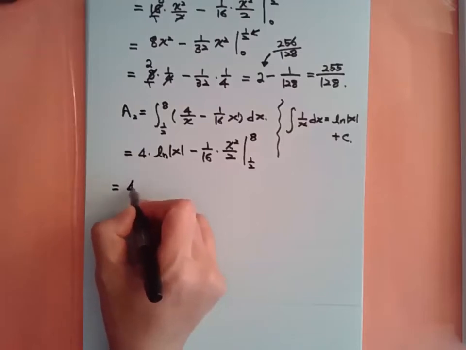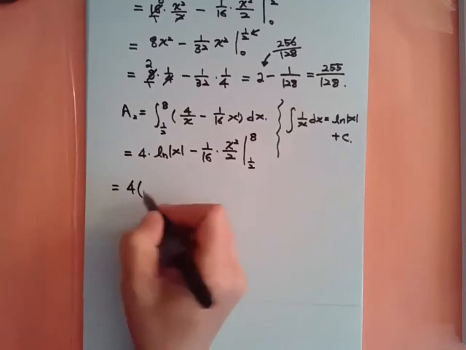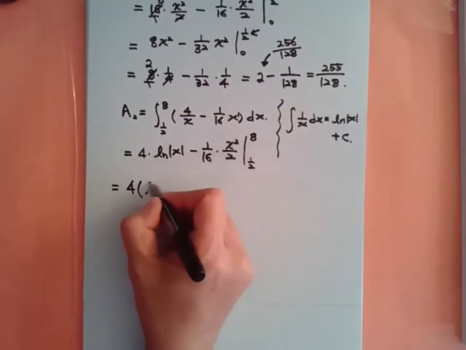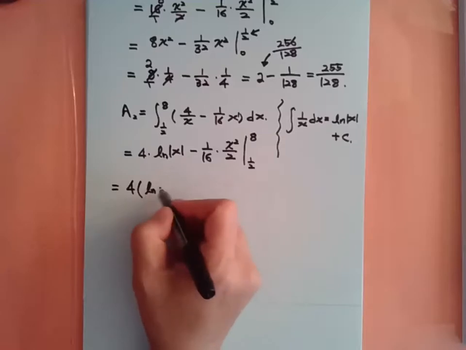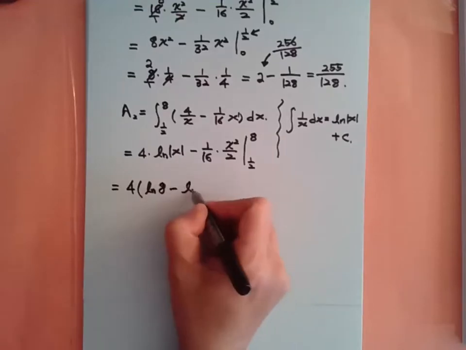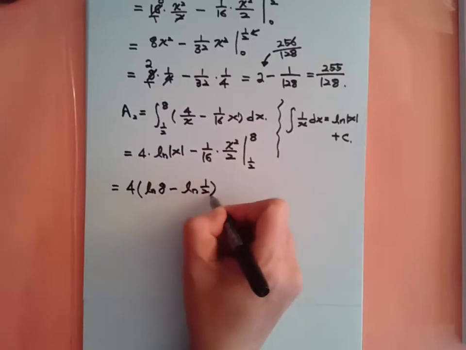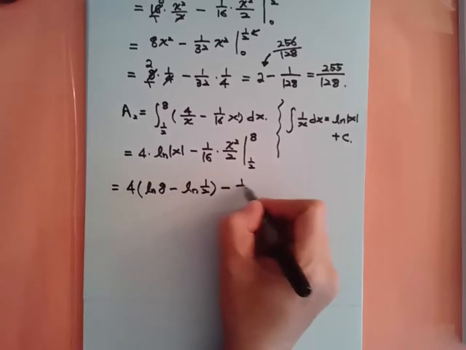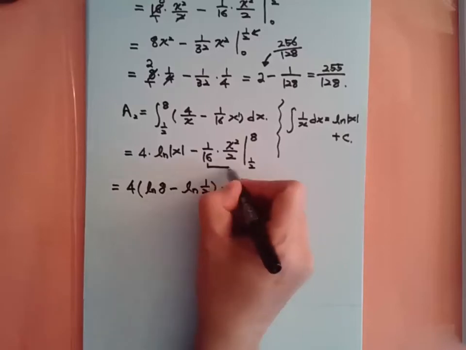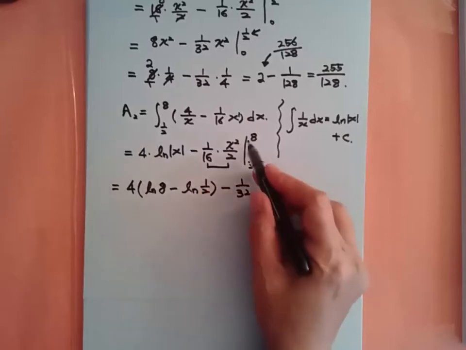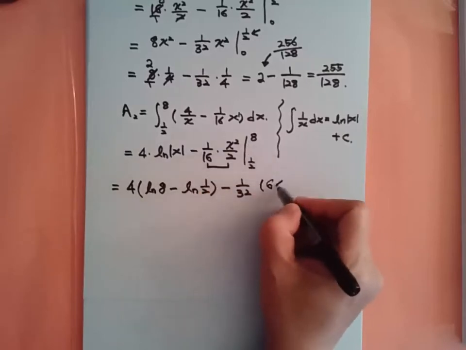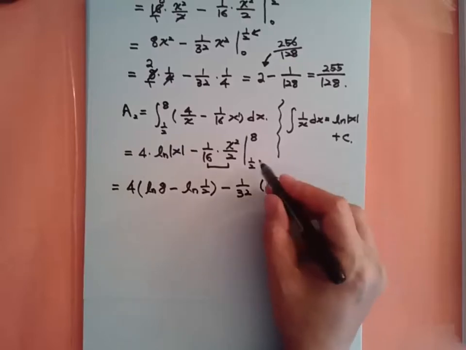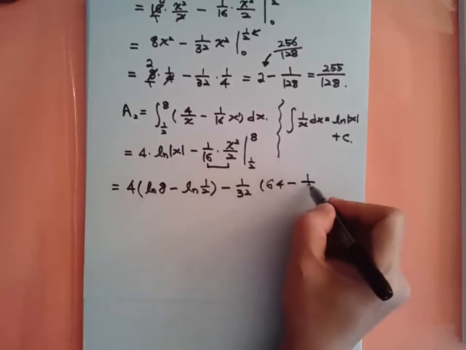Now we will put the numbers. So 4 times natural log of 8 minus natural log of 1/2, minus 1/32 times, for digit 2, 8 times 8 will make 64 minus 1/2 times 1/2 will make 1/4.